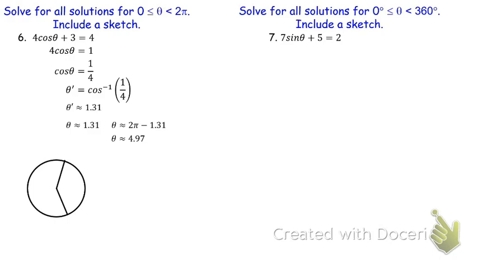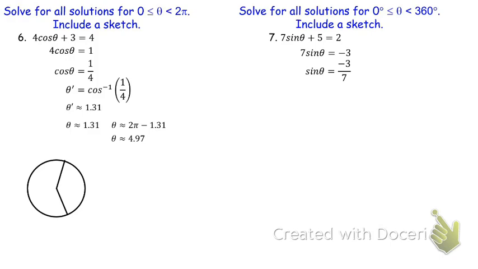For problem number 7, the restriction says between 0 and 360. That means I need to change my calculator now to degrees. So I'll push mode, degrees, and solve this one now. We'll start by subtracting 5 from both sides. We'll then divide both sides by 7, and we get sine theta is negative 3/7. Now there's two places where the y is going to be negative. But to begin with, I'm going to find theta prime.